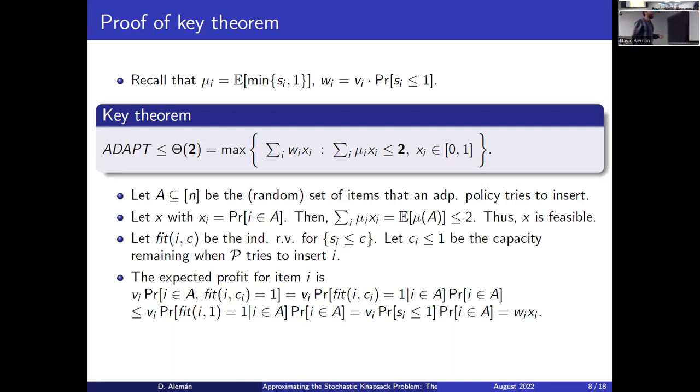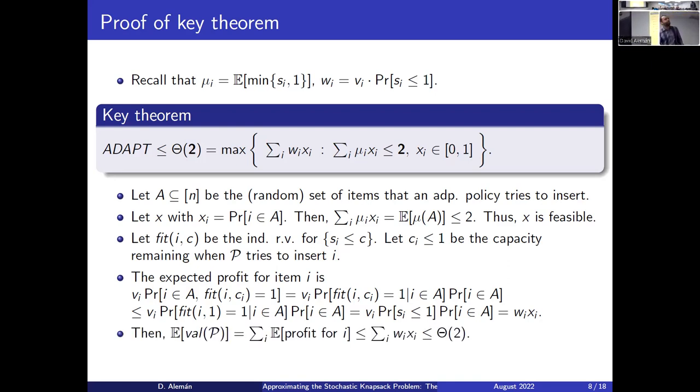So the expected profit for item I is at most WI XI. And therefore, the expected value of our solution, which is equal to the sum over the items I of the expected value of the profit for item I by linearity of expectation, will be at most the sum over the I's of WI XI, which is at most theta of two. Right?